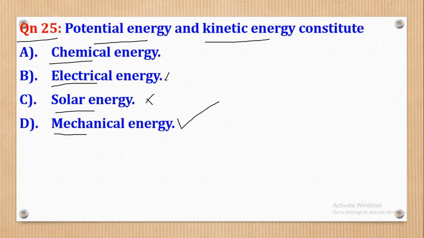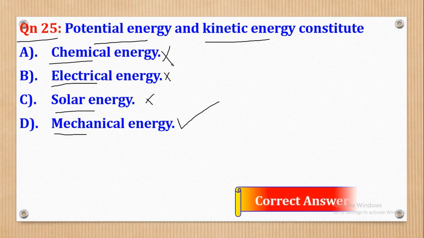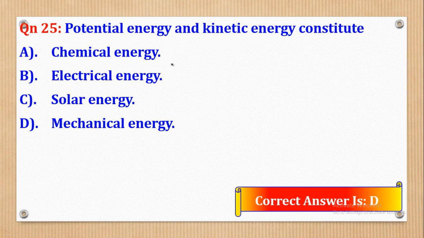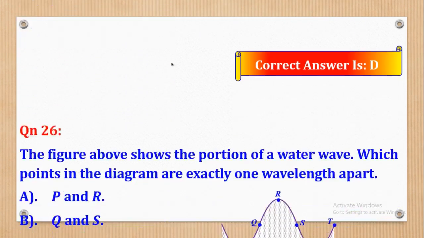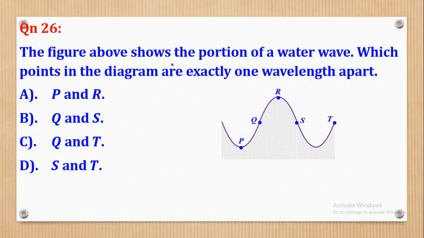This is not okay, this is not okay, and this is not okay. That implies that the correct answer is D. So that was question 25. Now we shall go to question 26.